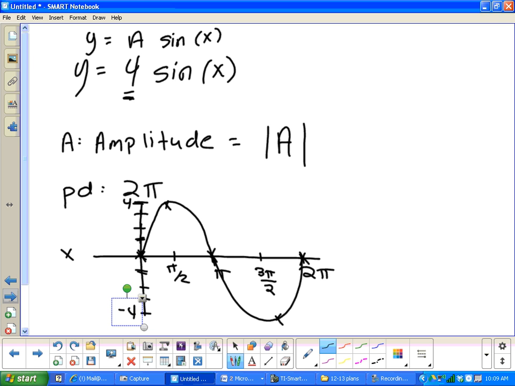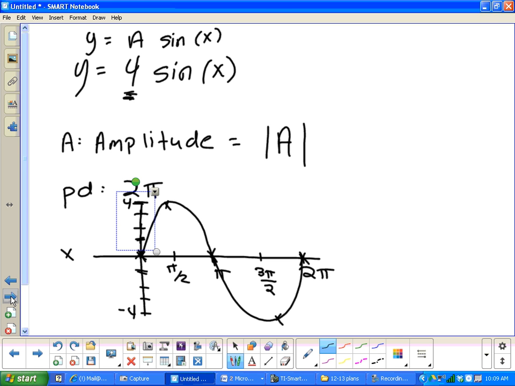Do y'all want to do an amplitude one, where we do cosine, or do you just want to skip it? Skip. Okay. Really, cosine wouldn't be that much different. If this was a cosine graph, instead of starting at the origin, we would start up at 4 and go downwards.